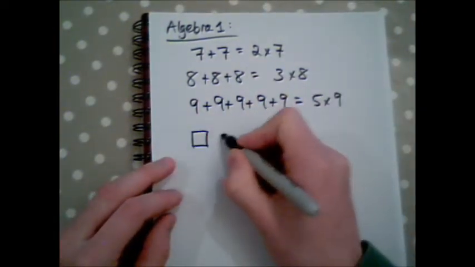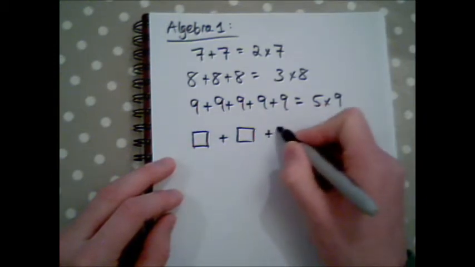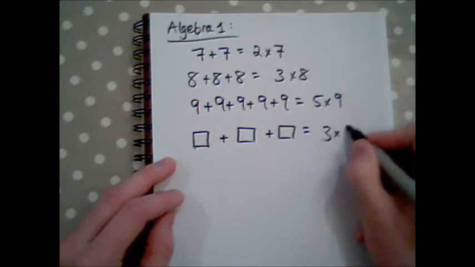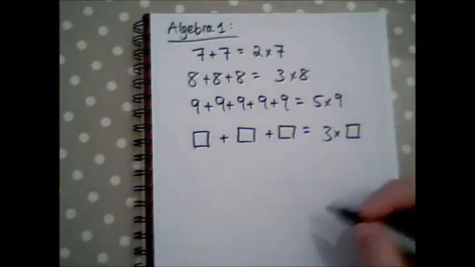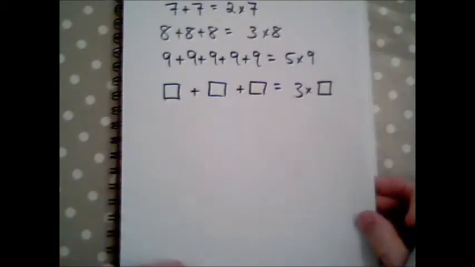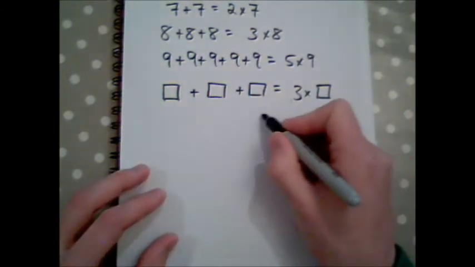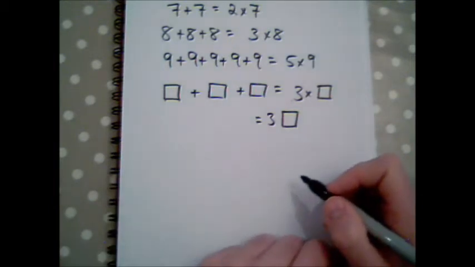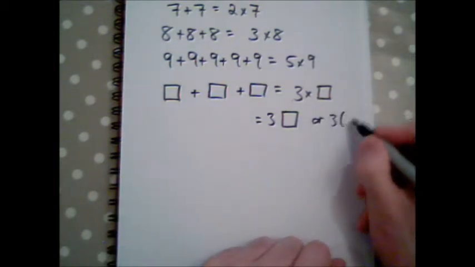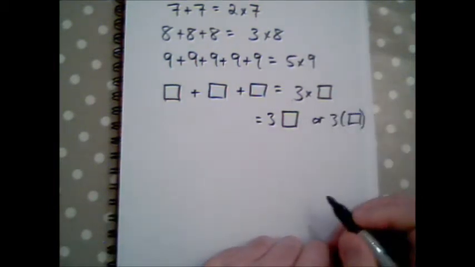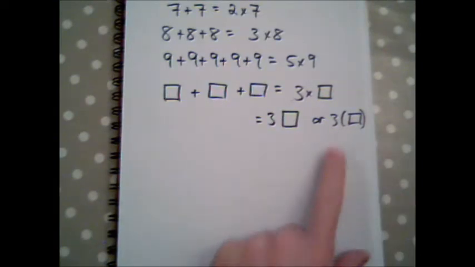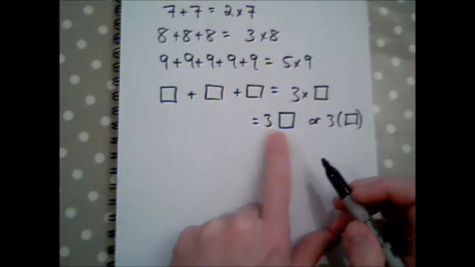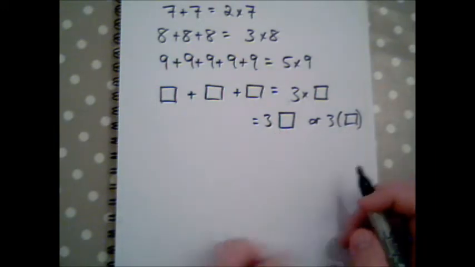So suppose I have a box and the same box and the same box. So I can write that as 3 times the box. When we're doing algebra, we often leave out the multiplied sign, and we often just write this as 3 box. Or sometimes we put a bracket on it, so 3 with a bracket and the box in it. And both of these mean 3 times the box. So this is 3 boxes, this is 3 boxes.